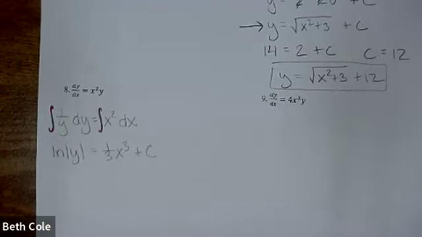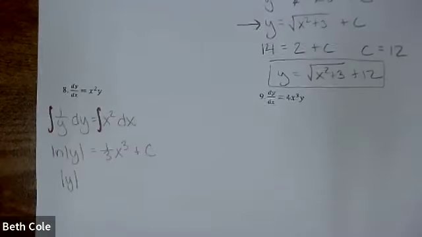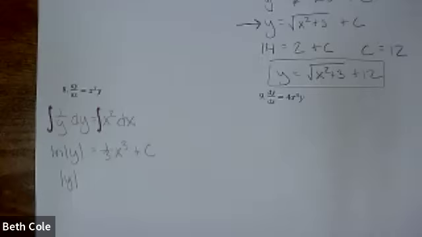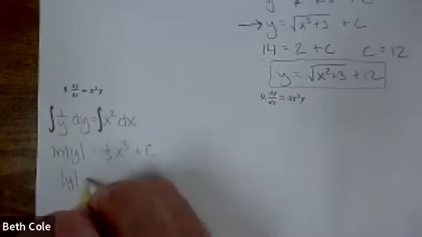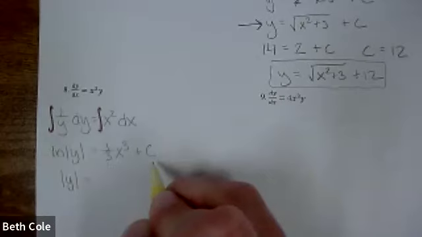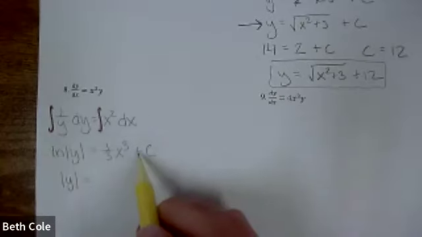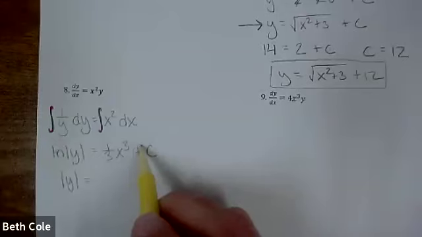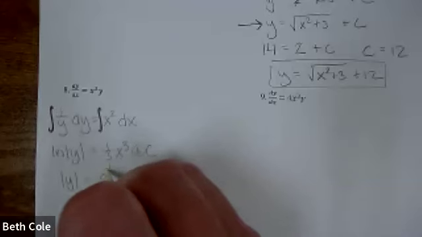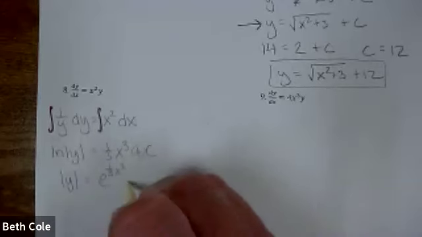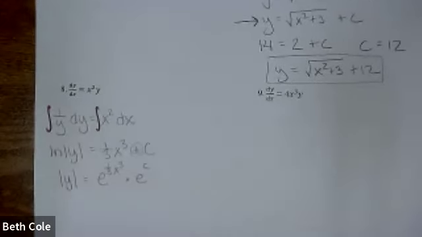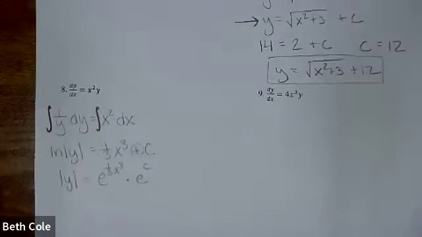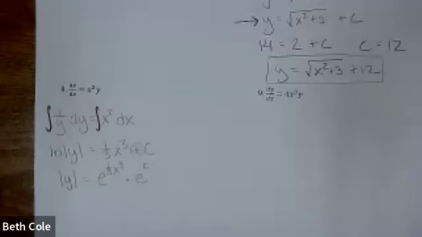How would you cancel out ln? E, okay? It's technically called exponentiating, but everyone says we're going to e the problem. All right, so it's going to be e to the power of all this stuff. Now, when you multiply, you add your exponents. So we write it as e to the 1/3 x cubed times e to the c. It comes back to algebra 1, your exponent rules. When you multiply, you add your exponents. When you divide, you subtract your exponents. We talk about those with logarithms as well.